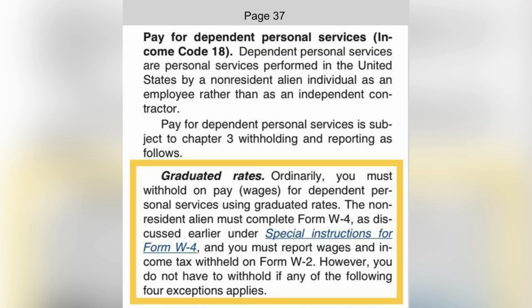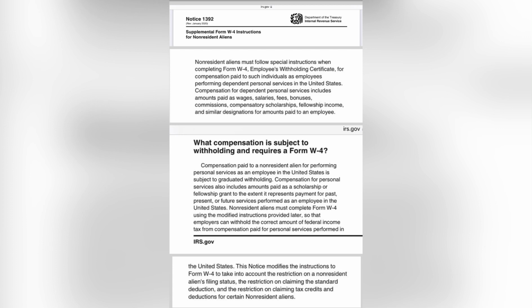Page 37, under graduated rates, it reads, "Ordinarily, you must withhold on pay, which is wages, for dependent personal services using graduated rates. The non-resident alien must complete Form W-4, and you must report wages and income tax withheld on Form W-2." Now let's look at Notice 1392, entitled Supplemental Form W-4 Instructions for Non-Resident Aliens.